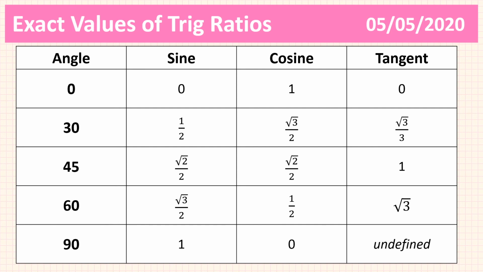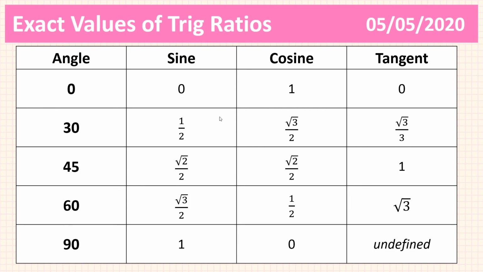So if you ever see sine 30, you know the answer is going to be a half. Always, regardless of the triangle. If we ever see cos of 60, the answer is always going to be a half. If you see sine or cosine of 45, the answer is going to be root 2 over 2. Tan of 45 will always be 1.